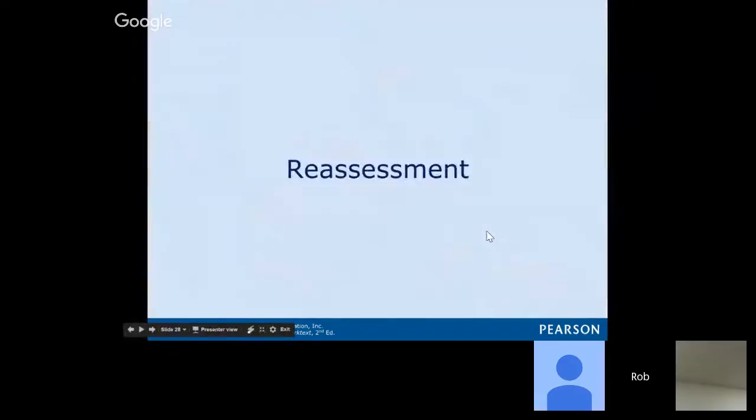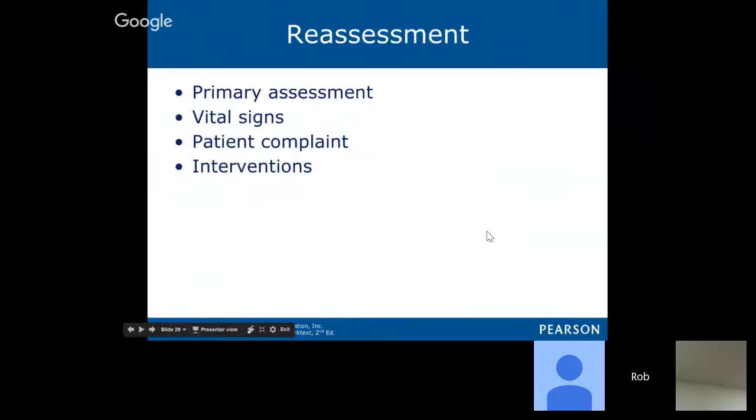There's a lot of pictures. Reassessment. They didn't go over, and maybe I'm going to wait, but if they don't, I'd really like to go over OPQRST history tonight. Reassessment, primary assessment, vital signs, patient complaints, and interventions. After you do an intervention, you want to go ahead and do your assessments again. You want to see if it helped or hindered your patient, right?